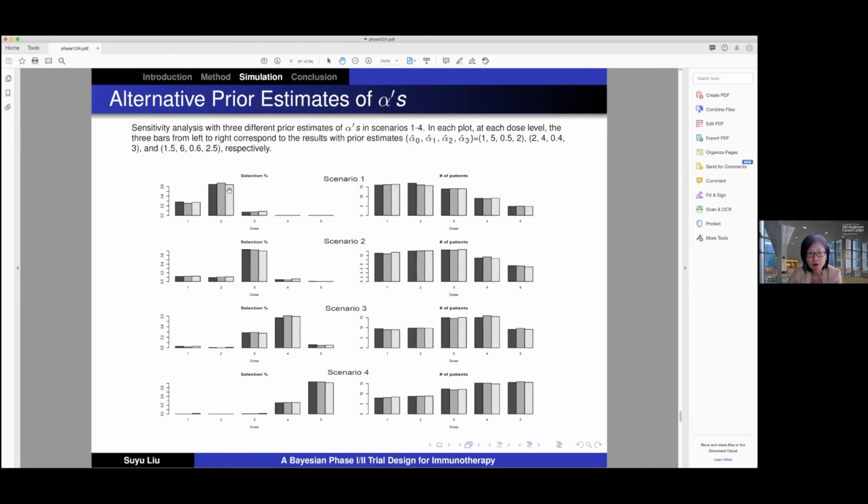And then we compare the performance of the design using these three sets of prior estimates for alpha parameters for each scenario. And you can see in each scenario, for each dose level and the selection probability using different alpha prior estimates, the performance will be similar. And in terms of number of patients treated at each dose level for each scenario, they are all very close. So you can see our design is not that sensitive to the prior estimates of the Emax model parameters.